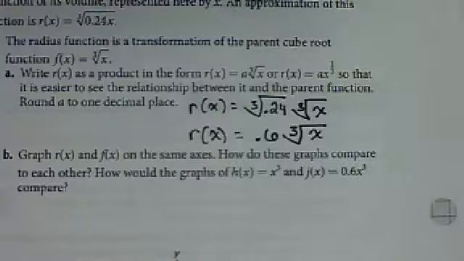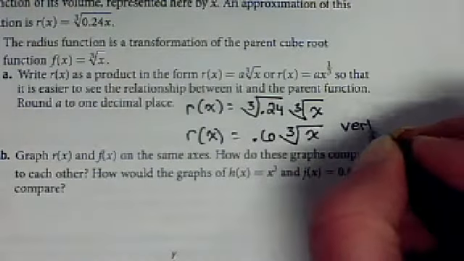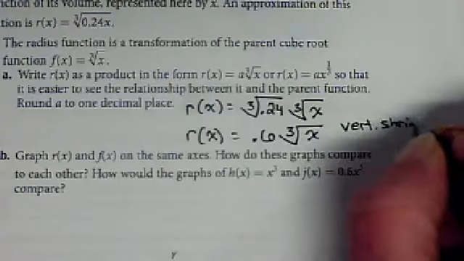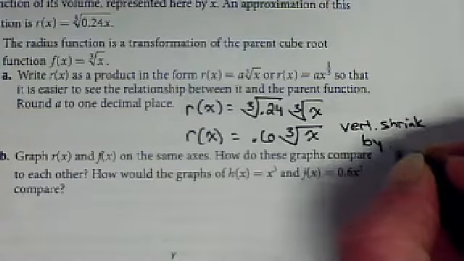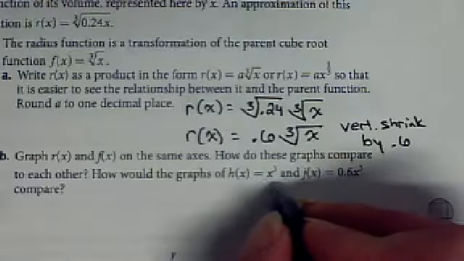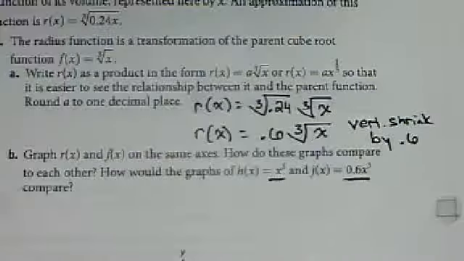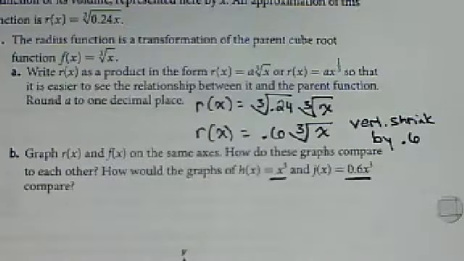Now what is going to be happening to our parent graph if this is the transformation? Well, remember, that means we're multiplying our y values by 0.6, which would give me a vertical shrink by 0.6. Just like if we had had x cubed and 0.6x cubed, it'd still be a vertical shrink by 0.6.